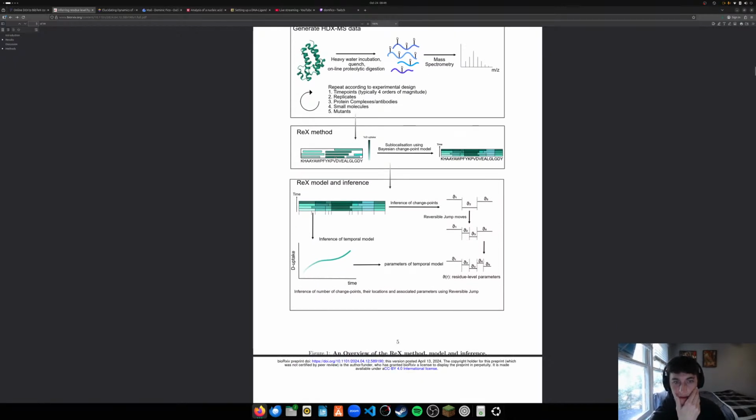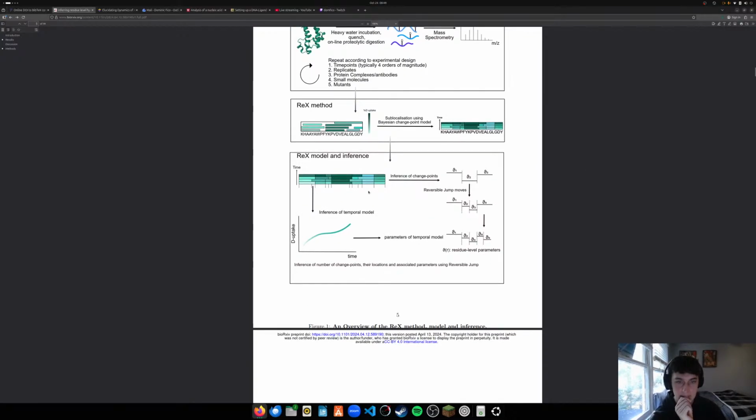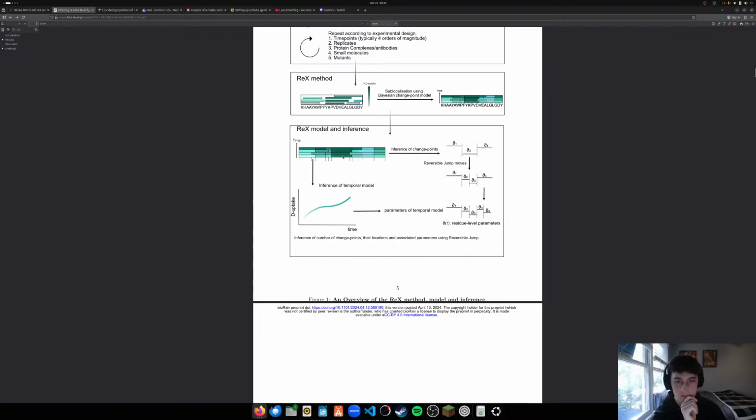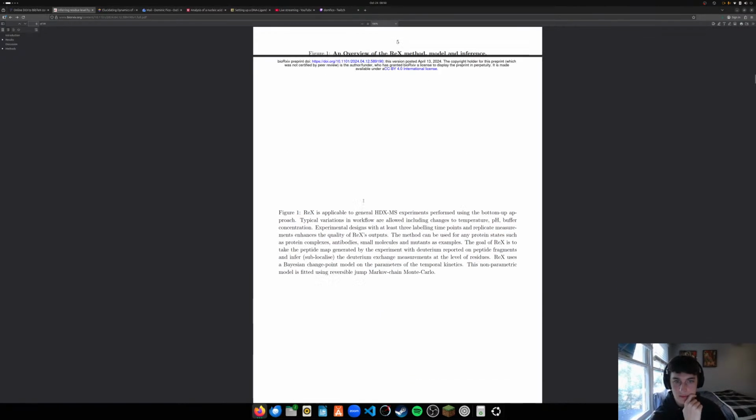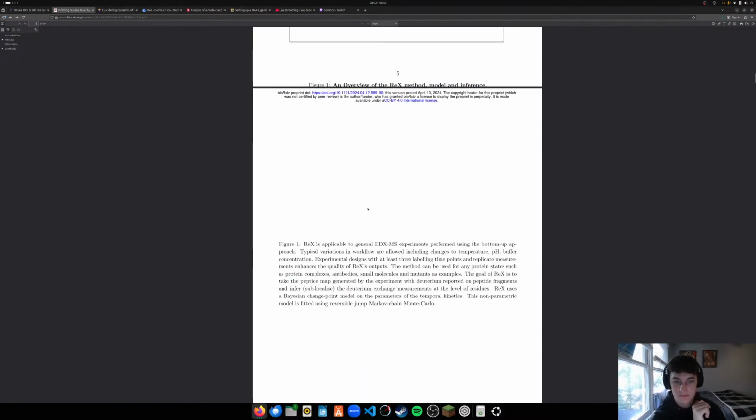So this method takes that data and measures the deuterium uptake sub-localization using Bayesian change point. Okay. So, model and inference. Inference of time points. Reversible jump moves. This figure's a little bit messed up, I think.